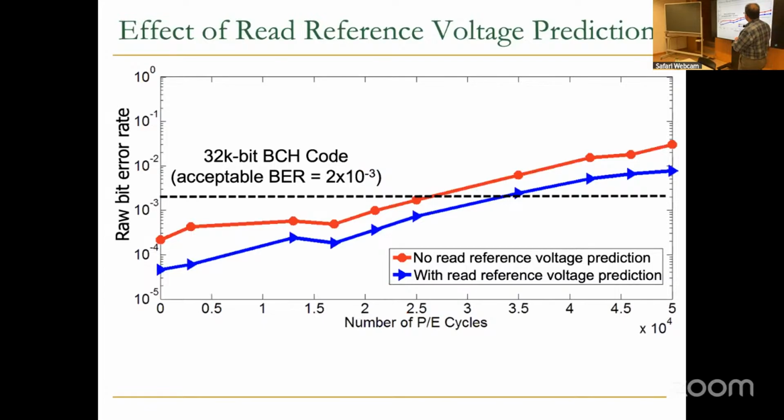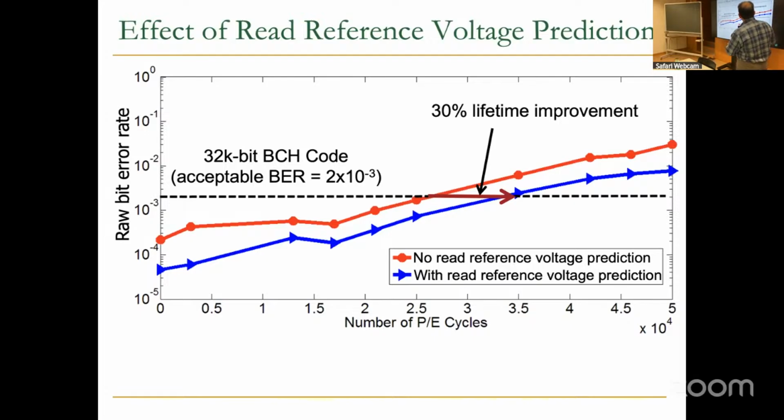This is the plot that I wanted to talk about, and then we are done. Essentially, you can see that with the same ECC support, using a 32K-bit BCH code, you can increase the lifetime by 30%. So you have a higher lifetime.